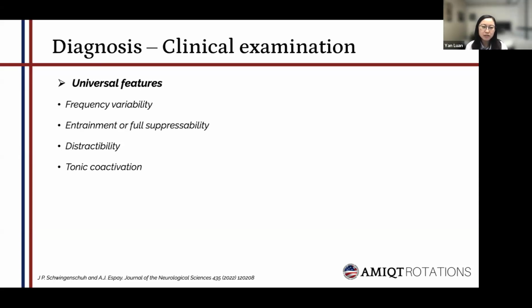The next is tonic coactivation, a simultaneous and continuous muscle contraction of the agonist and antagonist. It can lead to stiffness. And then ballistic suppression. A ballistic movement is a rapid and forceful movement, such as throwing a ball. When the patient with tremor does such a movement with the hand without tremor, sometimes the tremor in the other body part can go away briefly.